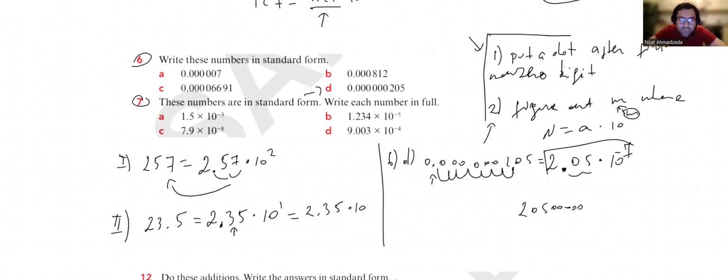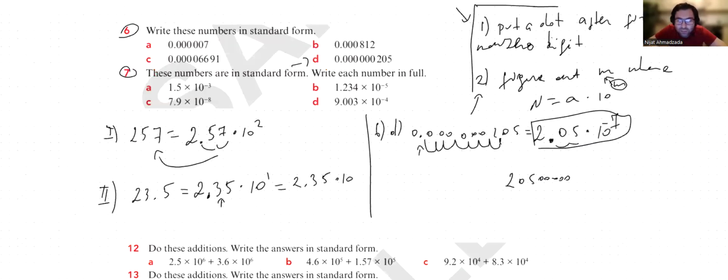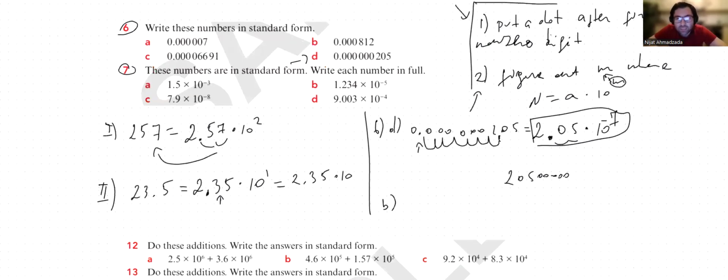For just exercise, let's do 6 part B as well. You can do it by pausing the video. So it will be 0.812. Again, we are putting the dot after the first non-zero digit, so 8.12 times 10 to the power of... so my point is here, but I need it to be here, right? So I'm just counting 1, 2, 3, 4. I went to the left. That's why I make it -4. That's it. Nothing else. It's that easy.